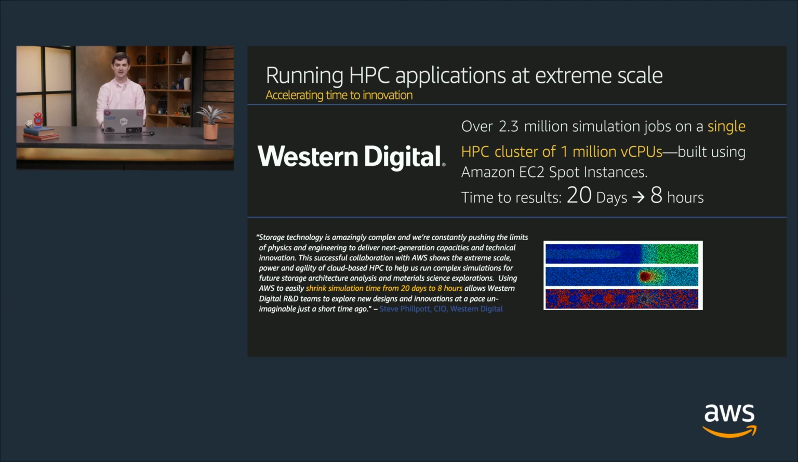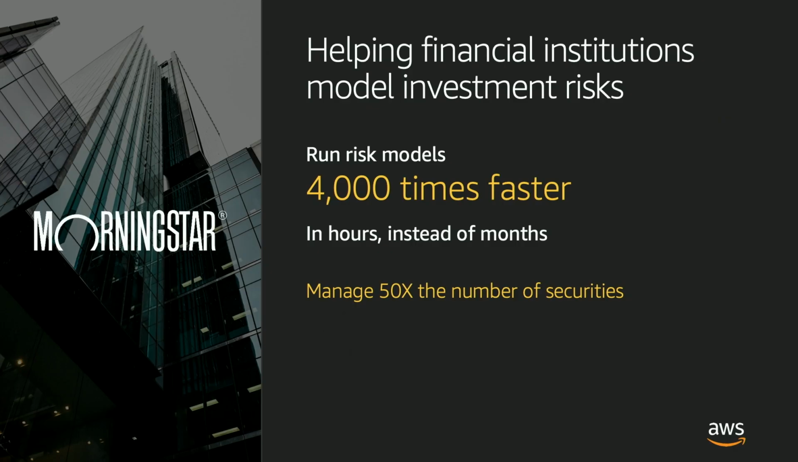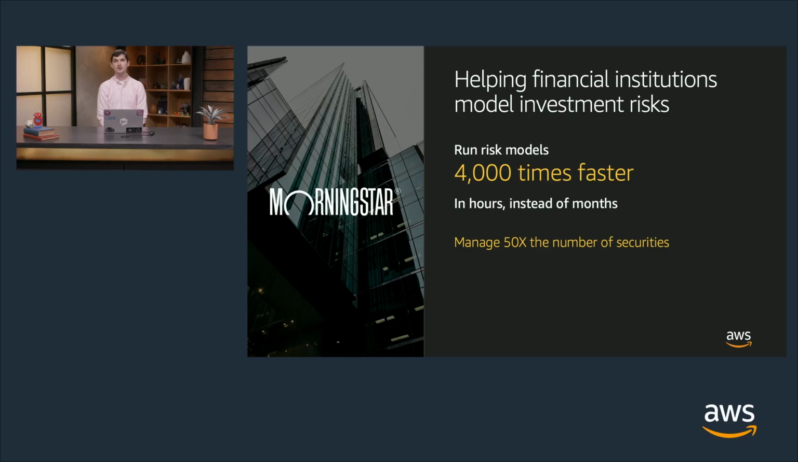As another example, Morningstar, a global provider of independent investment research and products, was able to run their financial risk models over 4,000 times faster than before. Work that used to take them months could be done instead in hours. Having AWS's elasticity let them cover 50 times as many securities as before, expanding the amount of research and products they could offer their customers.